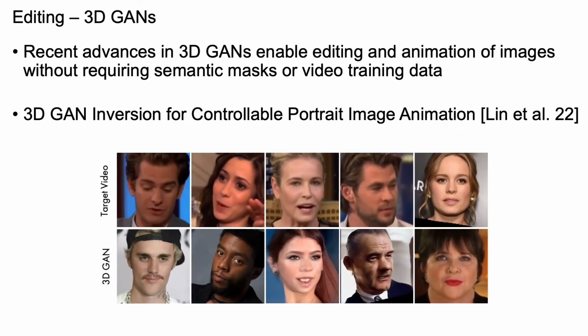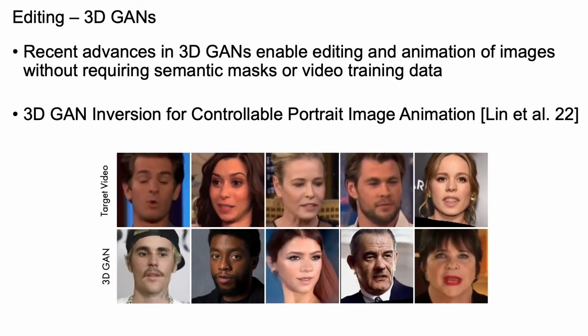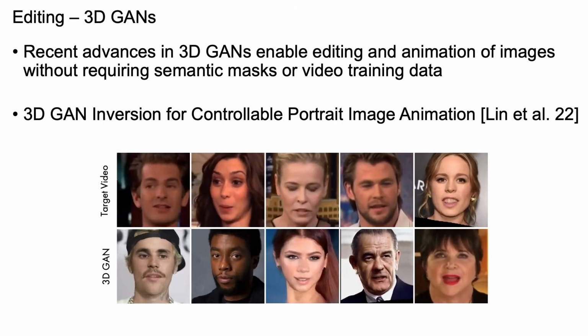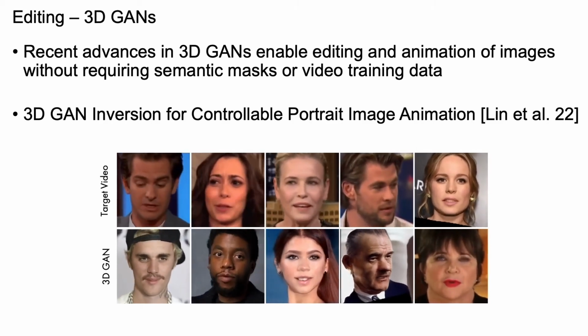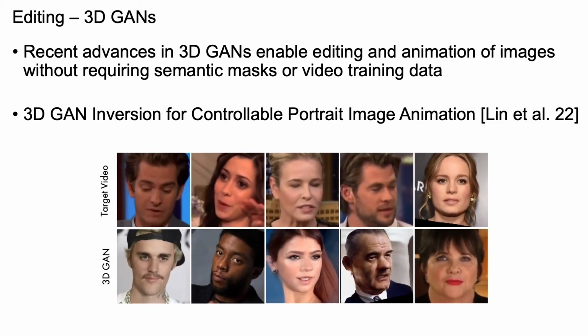Recent advances in 3D GANs, particularly in view consistency and image quality, have enabled editing and animation of images without requiring semantic masks or video training data. For example, one recent work leverages a pre-trained 3D GAN and animates an input image using GAN inversion.